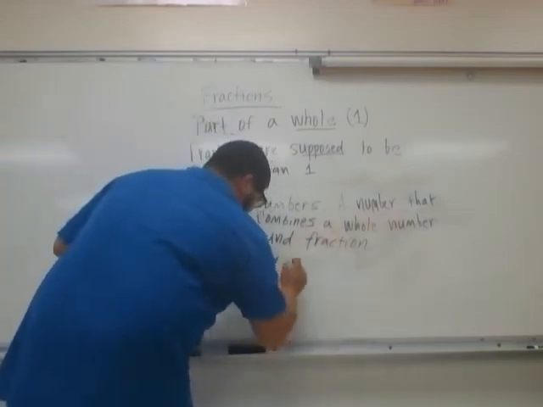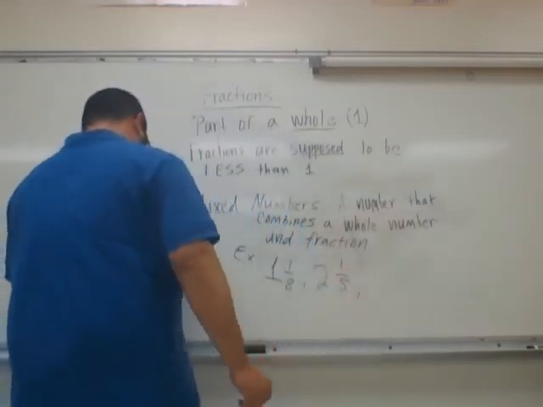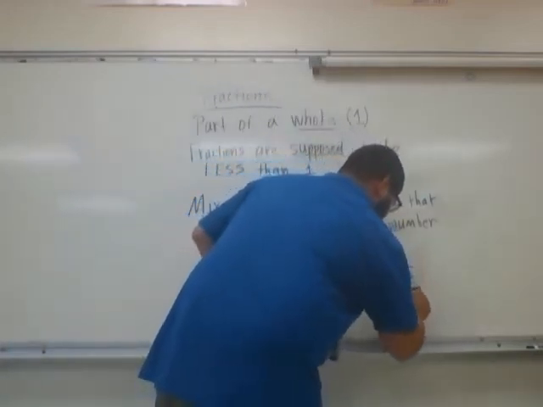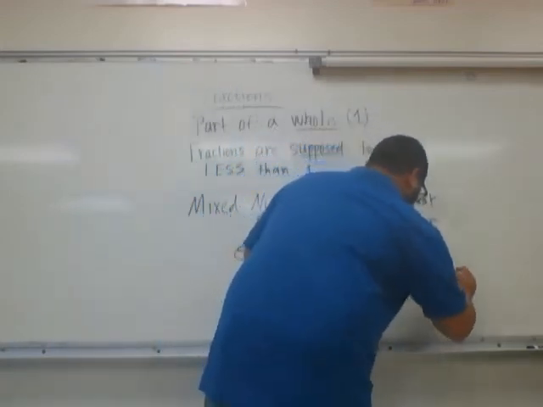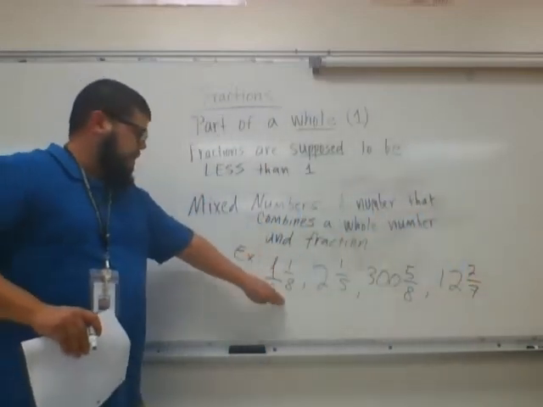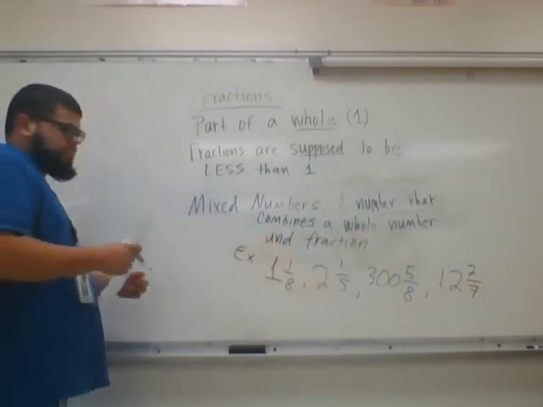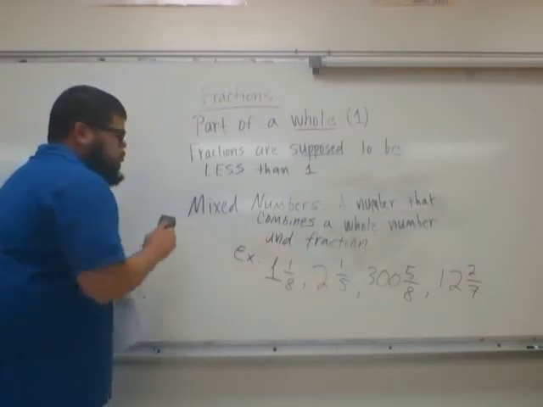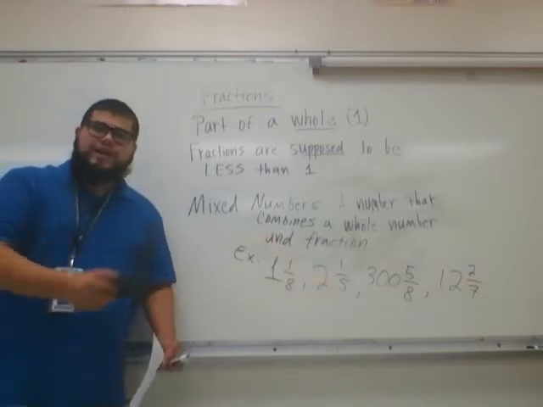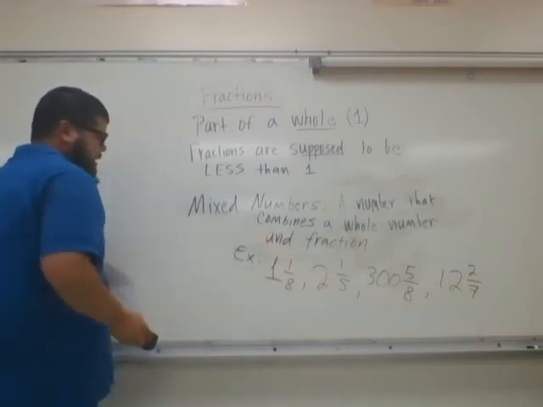We got 1 and 1/8, 2 and 1/5, 3 and 5/8, and 12 and 2/7. Okay, notice it's a whole number combined with a fraction, whole number combined with a fraction, whole number combined with a fraction. Okay? Now, again, we've already went over proper fractions, improper fractions, now mixed numbers. Now we're going to try to understand what a mixed number is.